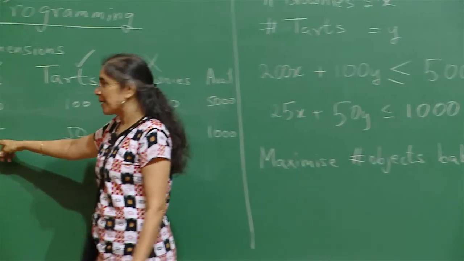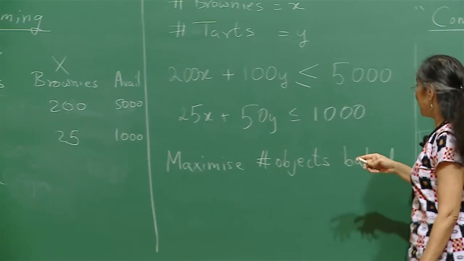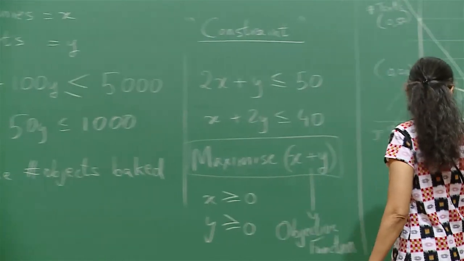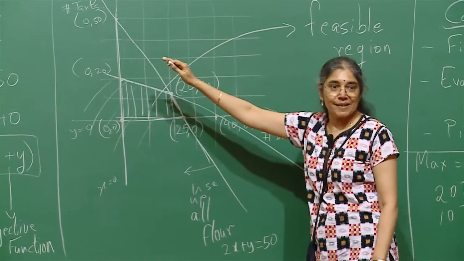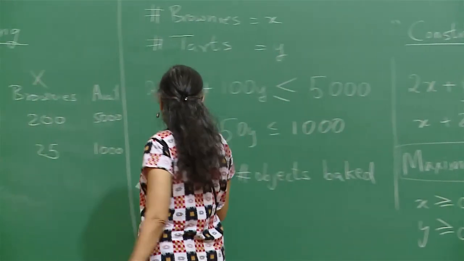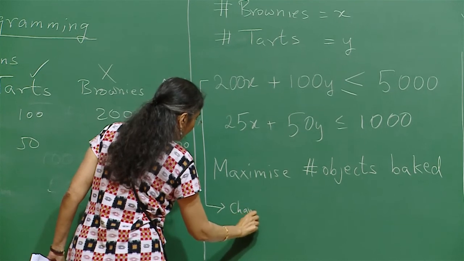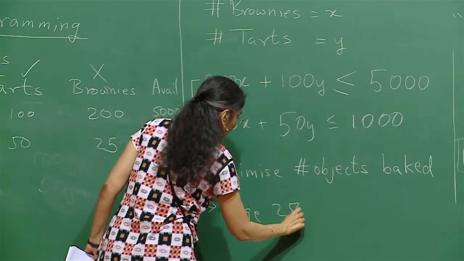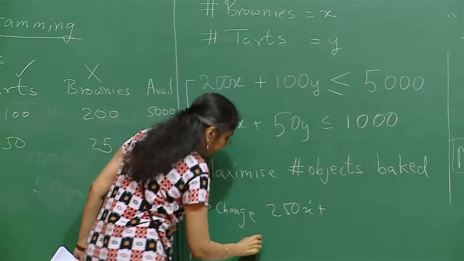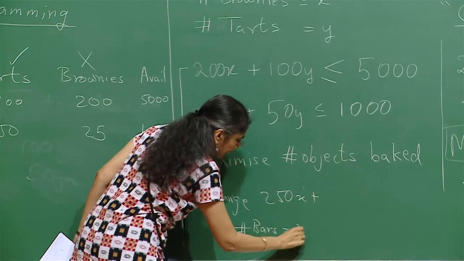It turns out that the amount of butter used by both brownies and bars is the same. So this is the butter constraint and this is the flour constraint. The butter constraint will not change. So this line remains the same. But the flour constraint will change. So this will change to 250x. So now maybe I should say x prime, number of bars. Okay, let's call it x.